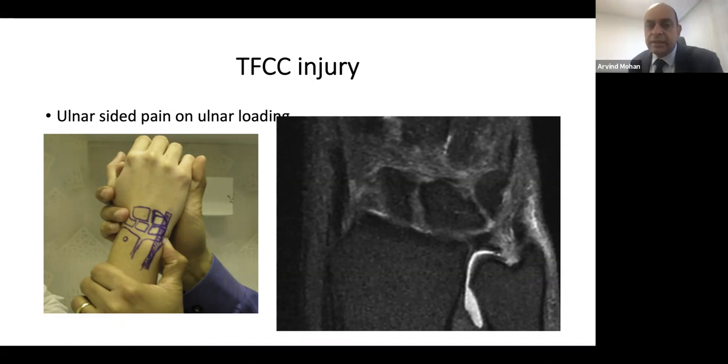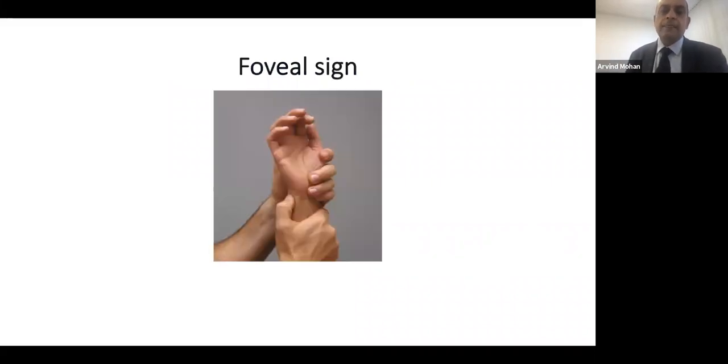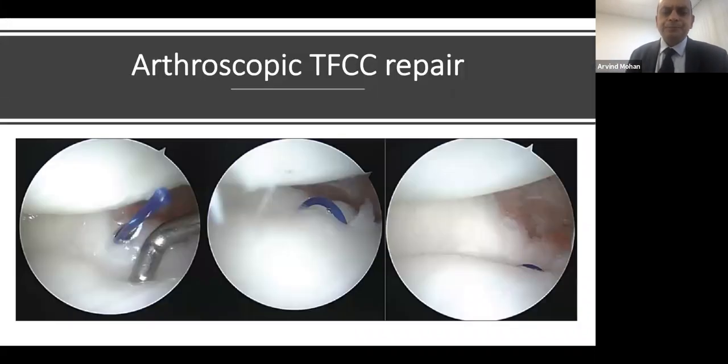Sometimes these injuries can happen in an acute situation, or sometimes they are missed in an acute setting, and they usually present to my clinic as much more chronic injuries. Again, on clinical examination, you load the wrist, the patient will complain of pain there, or you feel for the tenderness here, which is called the fovea. It's called the foveal sign.